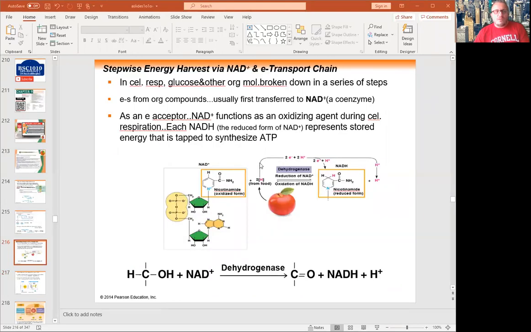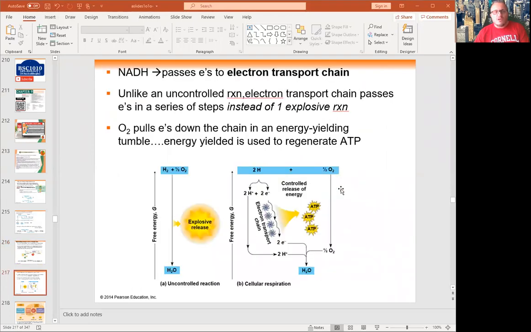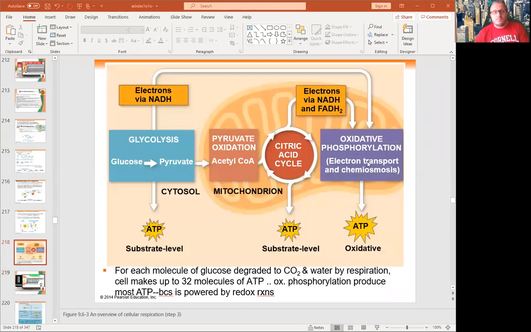So we have molecules like you see here, NAD+, which is an electron acceptor. NAD+ is the oxidized form, and NADH is the reduced form of the same molecule. NADH passes the electrons to the electron transport chain, and it's very important. Oxygen pulls electrons down the chain in an energy yielding tumble. The energy yield is used to regenerate ATP.